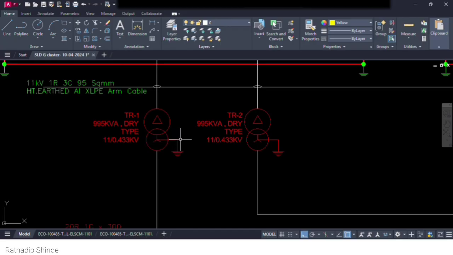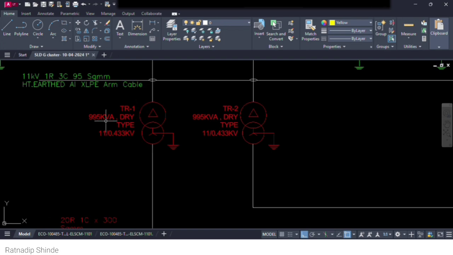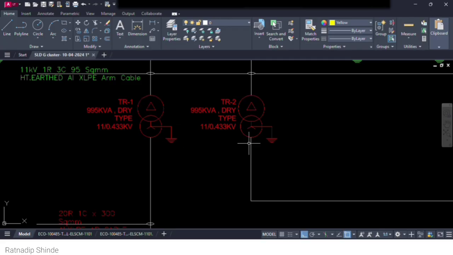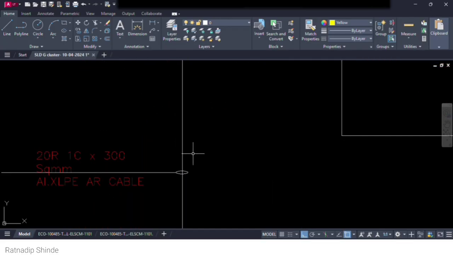Okay, DYN11. Now this is transformer two, and the rating is showing some 995 kVA, but it's not like that. The standard rating of this transformer will be 1000 kVA, that is 1 MVA. So both transformers have the same rating. Now the outgoing is 3 phase 4 wire.